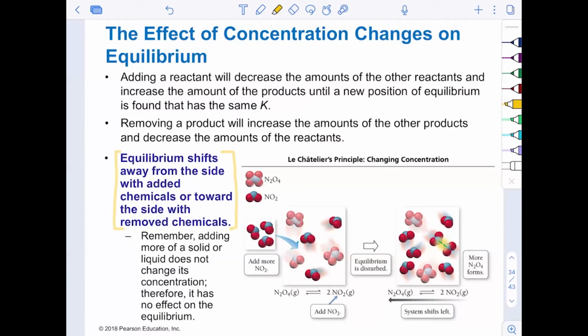The only things that are affected by Le Chatelier's principle in terms of changing concentration are gases or aqueous things. What we see here in this reaction is that if we add more product, NO2, put that in the reaction flask, the equilibrium is disturbed. And so we shift to the opposite side. We add something, we want to use it. In this case, we add a product, we shift backwards to the reactant so that we can use the product that we just added.